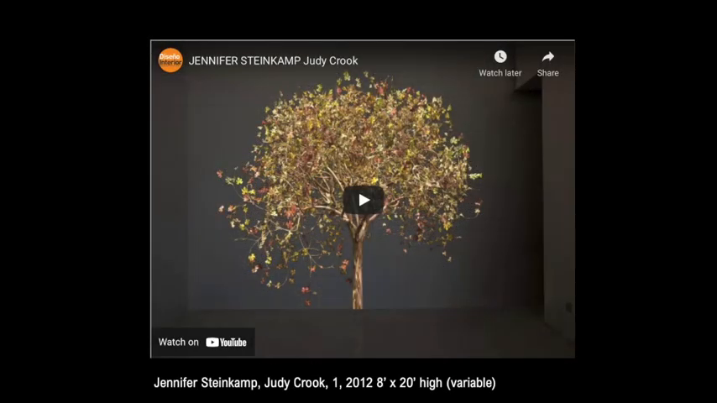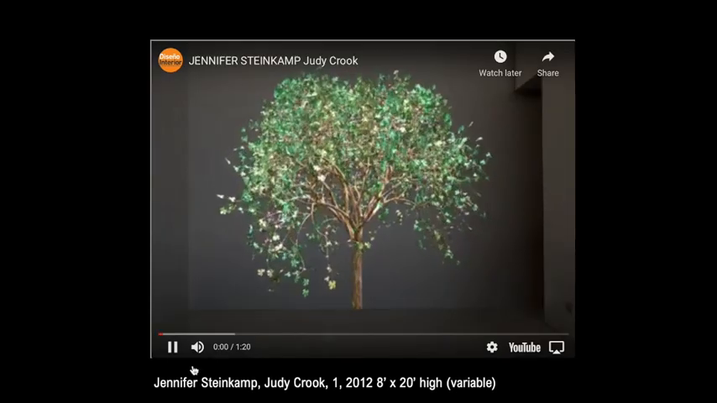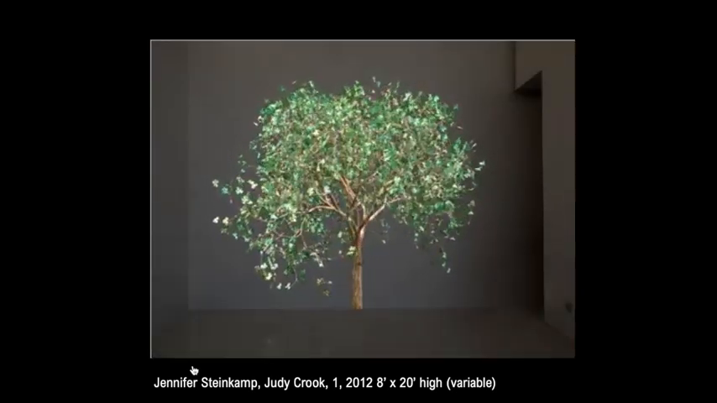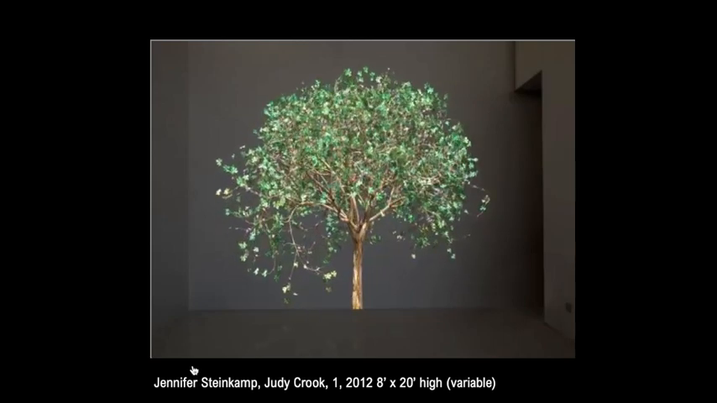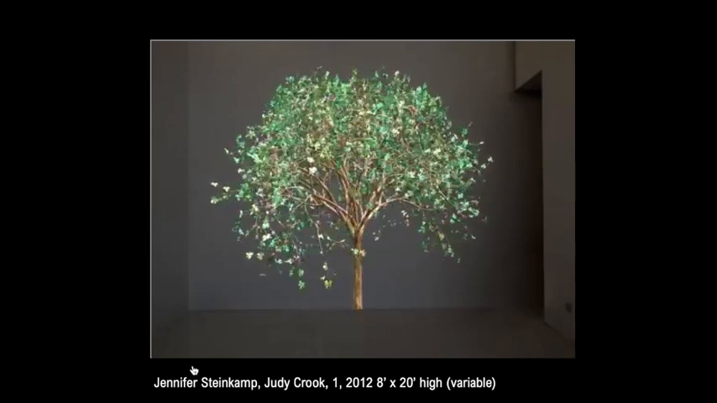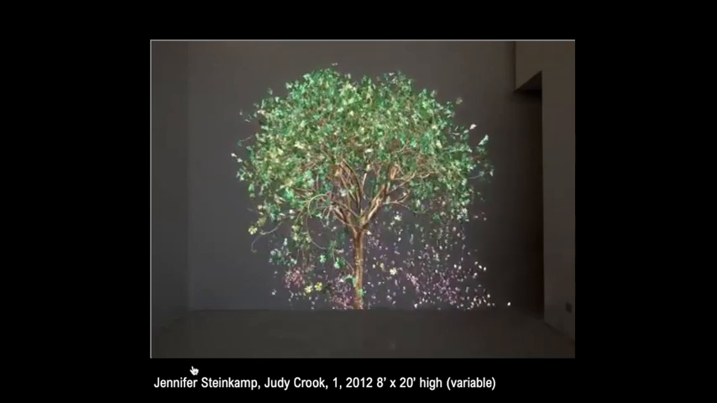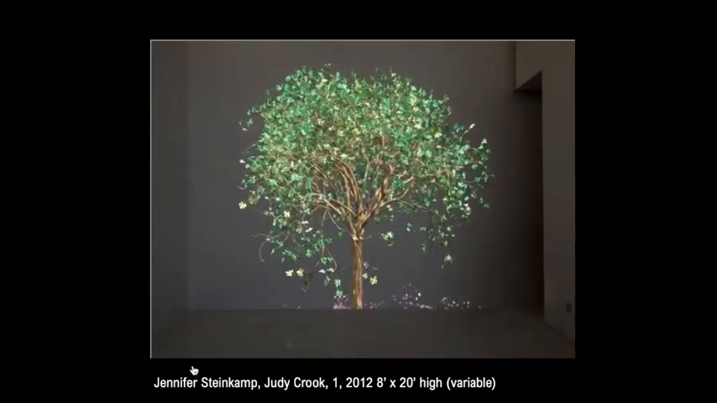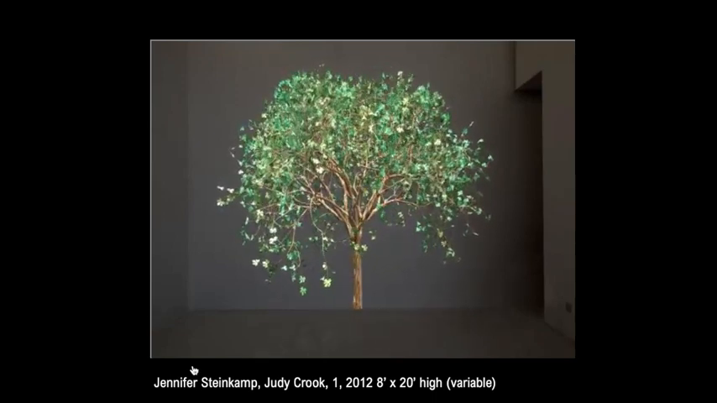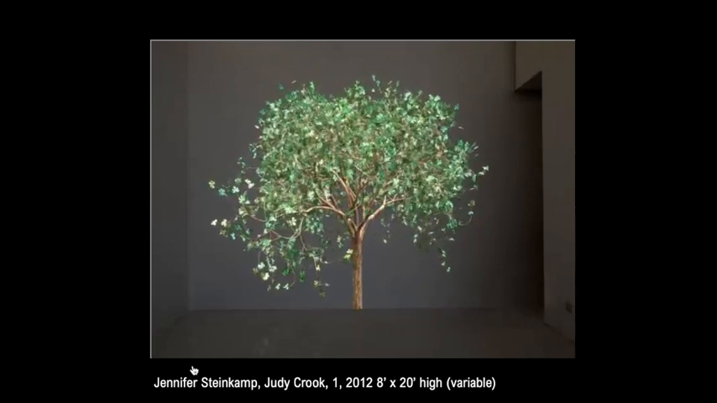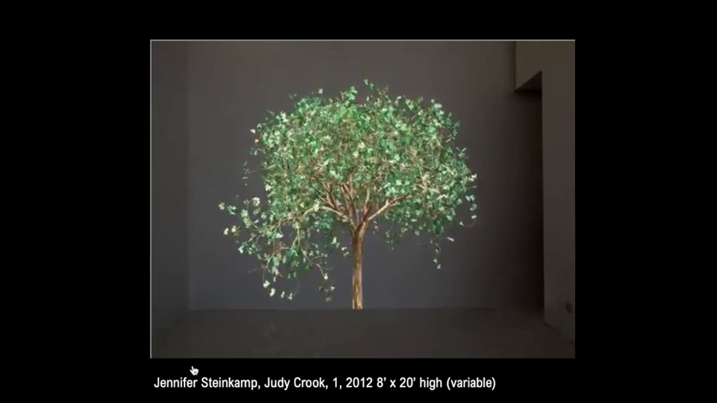This artist not only uses light, but also movement in her digital media works of beautiful natural phenomena. Let me show you quickly. Look at this tree move. Jennifer Steinkamp is one of my favorite digital media artists, if you will. These are computer generated, and then they are projected on walls with the utmost precision. The works are hypnotic and breathtaking.